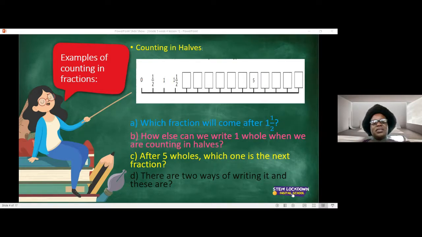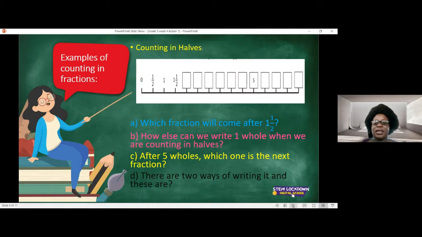And then the last question on counting in halves says there are 2 ways of writing it. What are the 2 ways of writing 5 and a half? We can either write it as an improper fraction, or we can write it as a mixed number. As a mixed number, it's 5 and a half, and as an improper fraction, it will be 11 over 2.